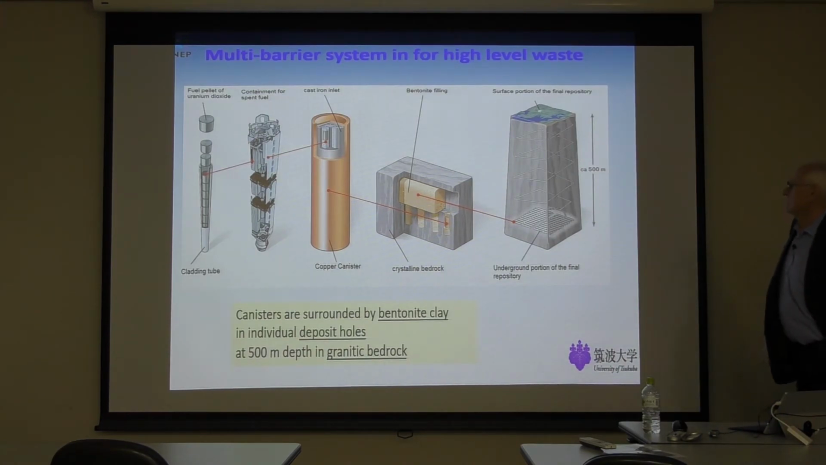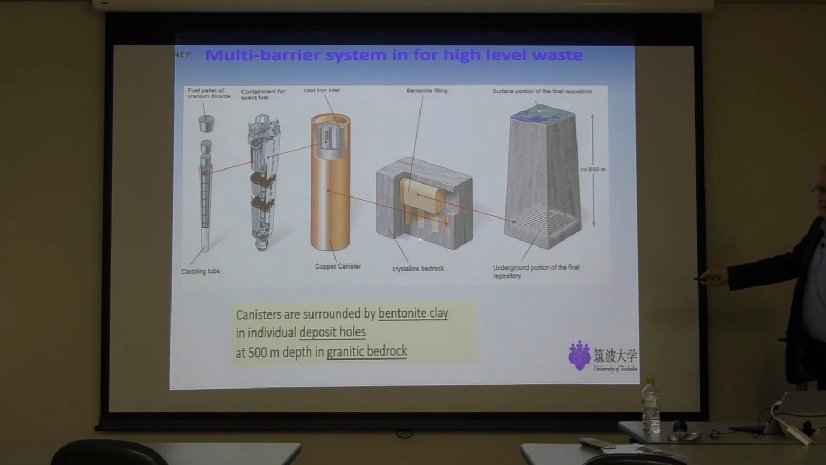So, and this copper goes into this gas goes in. No, let's start with the spent fuel. There's a containment for spent fuel, and this spent fuel containment goes into the copper canister. The copper canister is sealed, and this is then put into the caverns in the crystalline bedrock. And here is the depth of 500 meters. And the canisters are surrounded by bentonite clay in individual deposit holes.